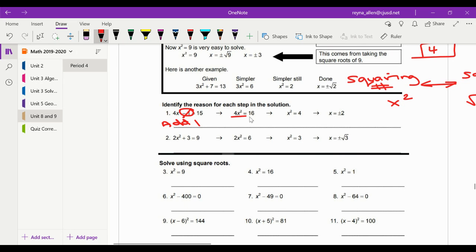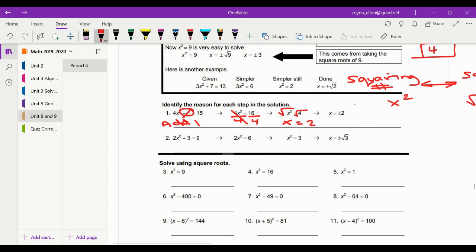Good. Divide by 4 on both sides. And then 16 divided by 4 is 4, so we are left with x squared. So then this is the part where we're going to undo. So to undo x squared, we take the square root of both sides. So x squared, the square root of that is just x. And then the square root of 4 is 2.